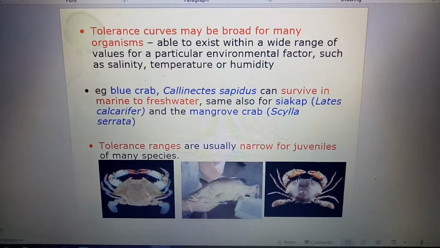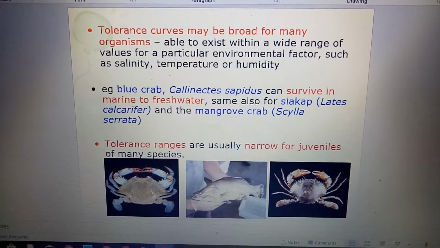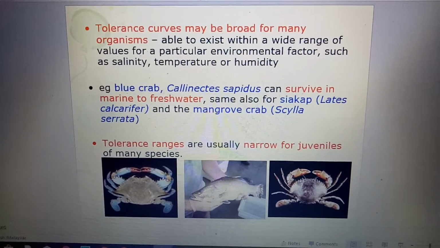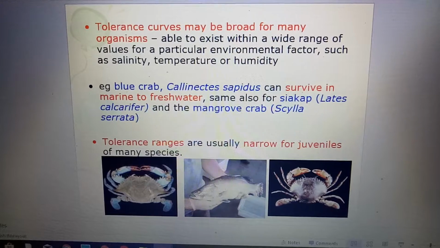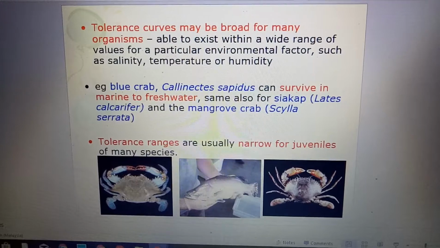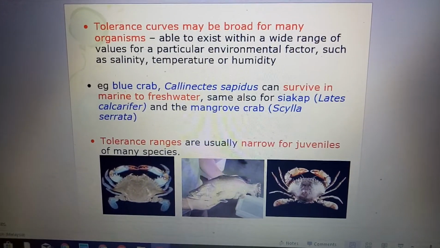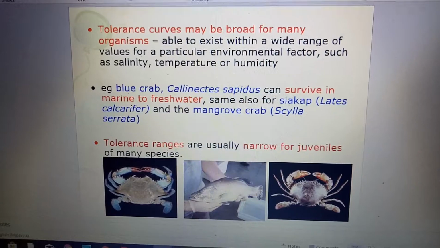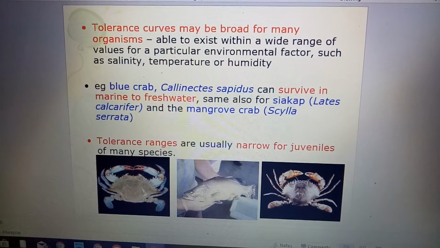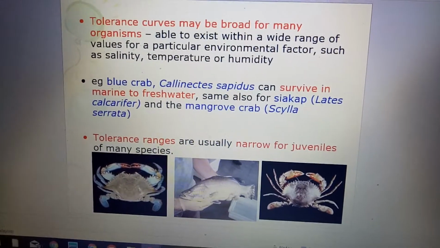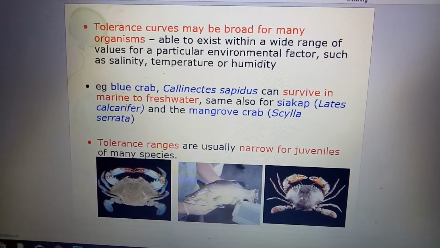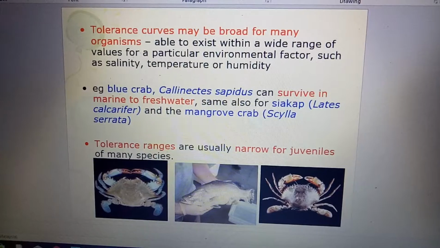So this is about tolerance curves. They may be broad for many organisms, which are able to exist within a wide range of values of particular environmental factors such as salinity, temperature and humidity. Again, this is a very important topic, so please do remember these factors. For example, the blue crab, Callinectes sapidus, can survive from marine to fresh water. The same goes for siakap, or Lates calcarifer, and the mangrove crab, Scylla serrata.